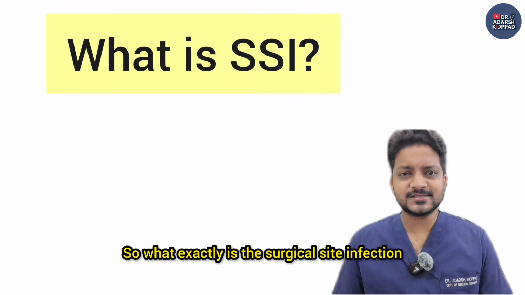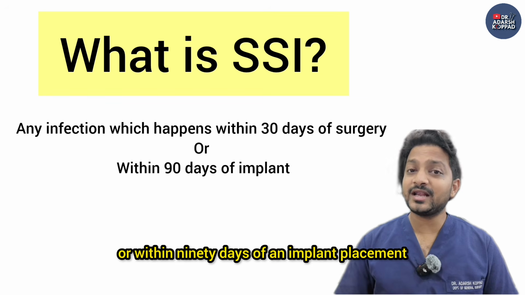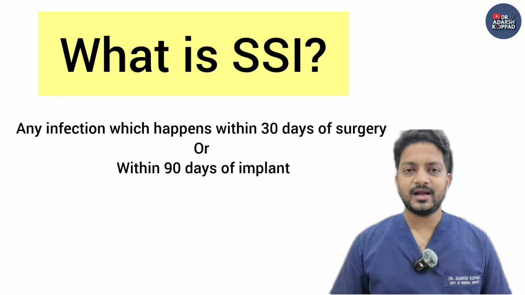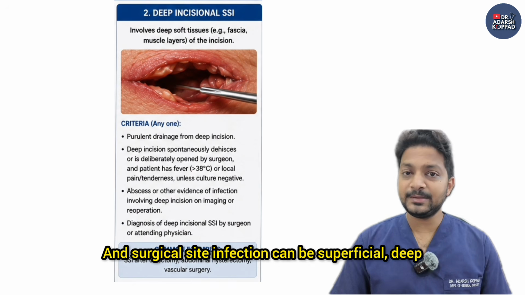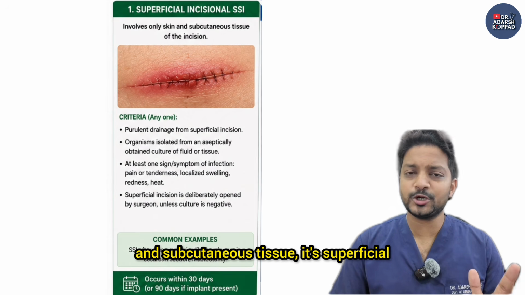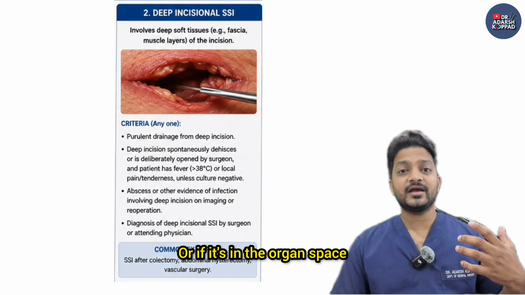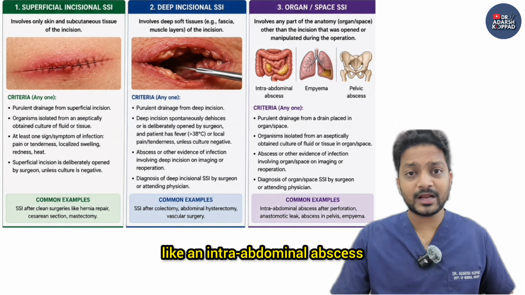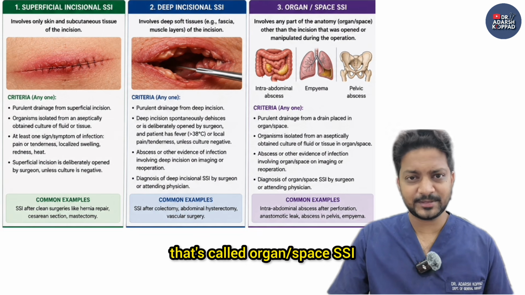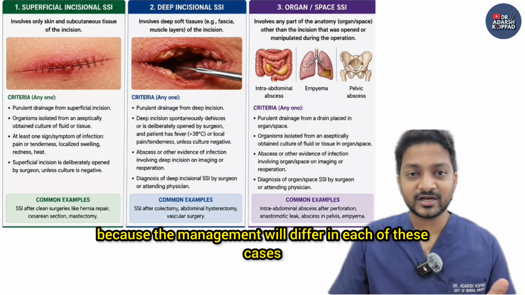So what exactly is a surgical site infection? Any infection occurring within 30 days of surgery or within 90 days of an implant placement is called a surgical site infection, right? And surgical site infection can be superficial, deep, or organ space SSI, depending on where the infection is. If it's in skin and subcutaneous tissue, it's superficial. If it's in the fascia or in the muscle, it's called deep. Or if it's in the organ space, like an intra-abdominal abscess or an anastomotic leak or pus collection in an organ, that's called organ space SSI, right? So I want you to differentiate between these three, because the management will differ in each of these cases.